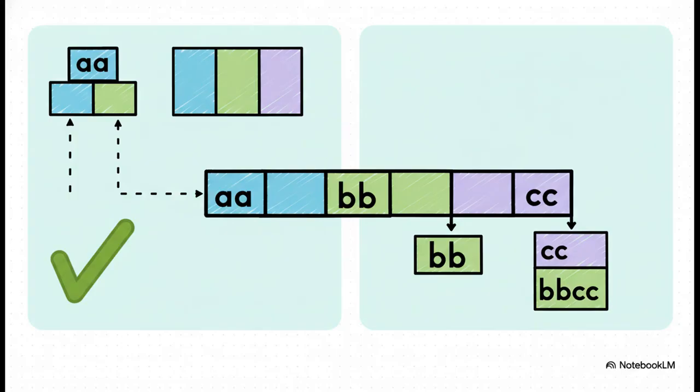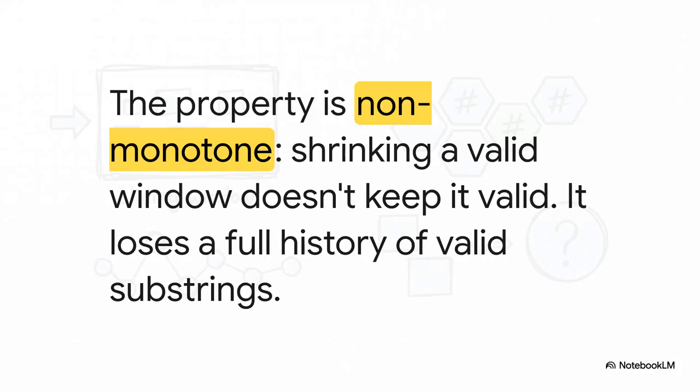This slide just lays out the evidence perfectly. Because the window started at the very beginning and only expanded, it could only find substrings that were anchored to the start. It completely missed BB, CC, and BBCC, all of them perfectly valid but totally hidden from its narrow linear view. And this is the root cause.